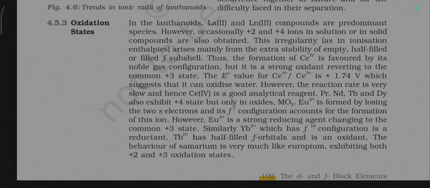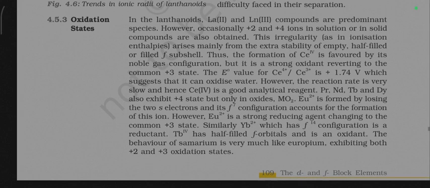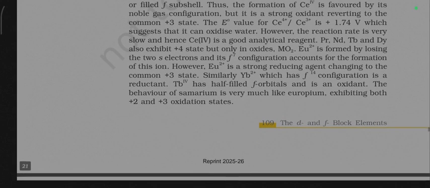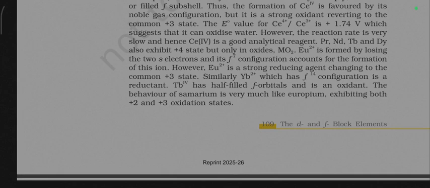The E0 value for Ce4+/Ce3+ is +1.74 V, which suggests that it can oxidize water. However, the reaction rate is very slow and hence Ce4+ is a good analytical reagent. Pr, Nd, Tb and Dy also exhibit the +4 state but only in oxides.